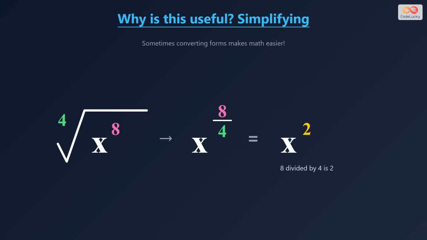Why do we do this? Because sometimes it makes simplifying much easier. Look at the fourth root of x to the 8th. If we convert this to a fraction, we get x to the power of 8/4. Since 8 divided by 4 is just 2, this simplifies perfectly to x squared.